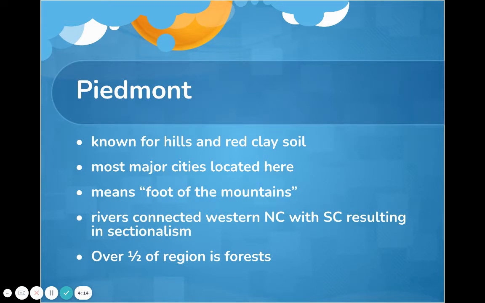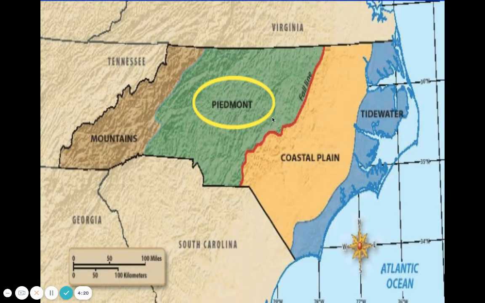Rivers connected western North Carolina with South Carolina, resulting in something called sectionalism. Again, I'm going to back this up because I like being able to point it out on the map. This map, of course, doesn't have any rivers on it. But most of the rivers in this section of North Carolina don't flow from west to east or from east to west. They flow kind of down through the Piedmont region and down into South Carolina.